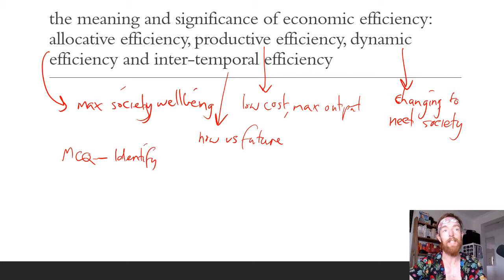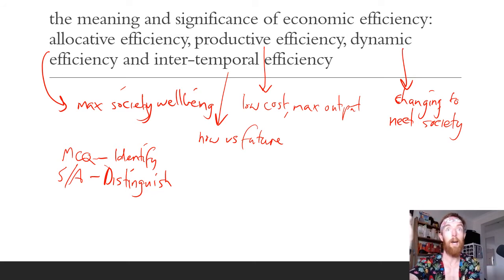So they're pretty easy. In short answer, quite often you get a distinguish question, where you have to define both and point out the differences between them with examples. Otherwise, sometimes you get a bigger mark question, like an evaluate or discuss question about efficiency, where you'll probably bring in one or two of these to help with your answer, describing it a little bit and talking about how achieving that efficiency is going to help improve living standards overall.